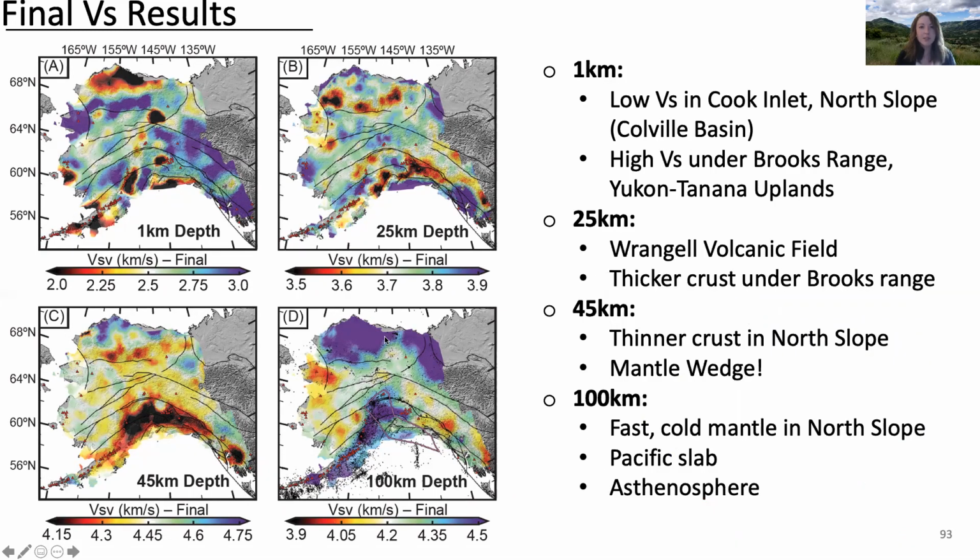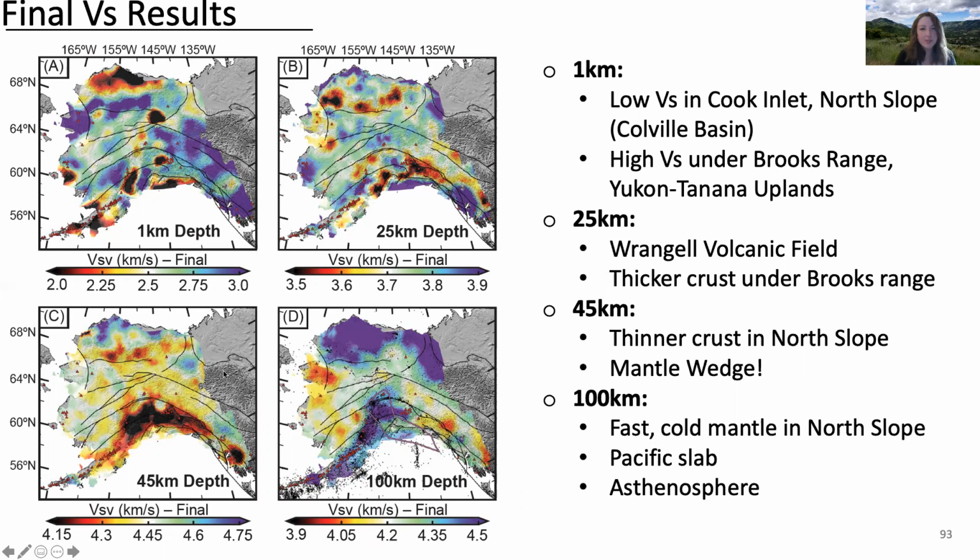Specifically, we observe low shear velocities in the Cook Inlet and Colville Basin, as well as across all major basins, the Yukon Flats, Copper Basin, off the Alaskan Shelf, etc. At 25 kilometers depth, we can see the Wrangell volcanic field really pop up here, which is very interesting, and thicker crust beneath the Brooks Range. At 45 kilometers depth, we see the thinner crust in the North Slope and in central Alaska.